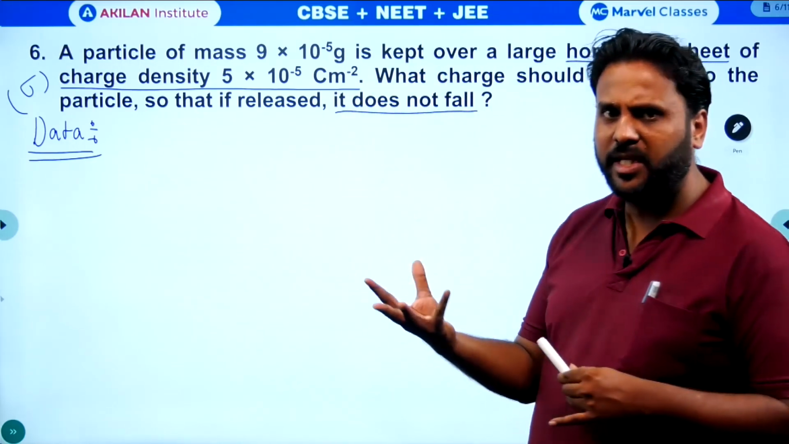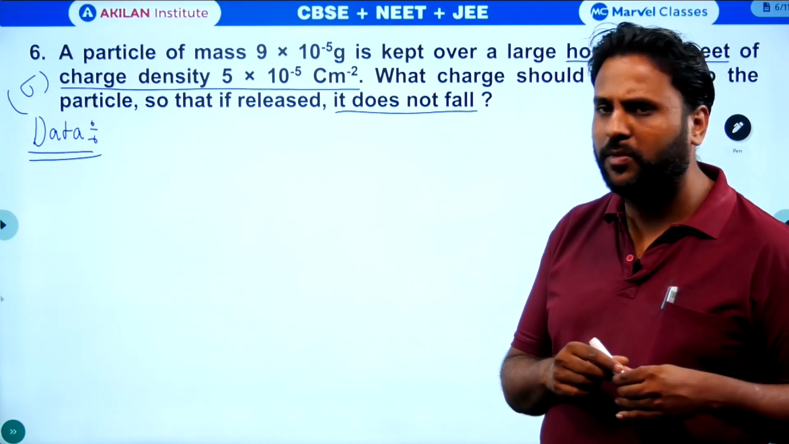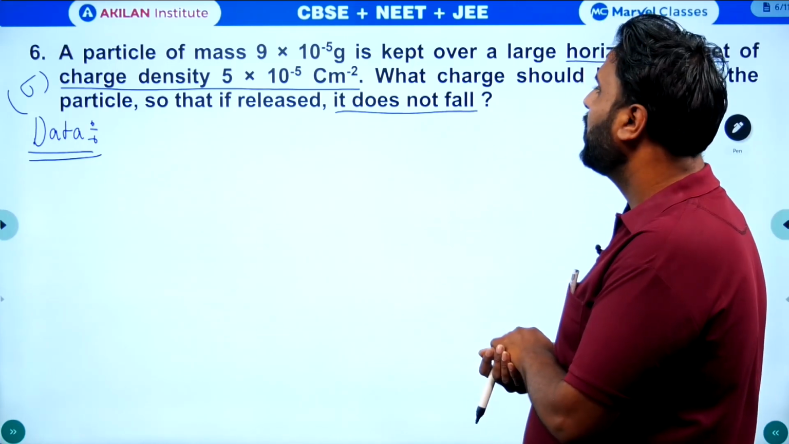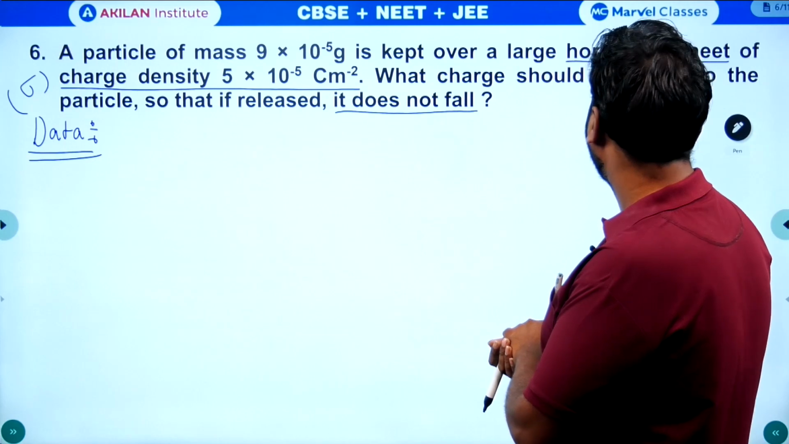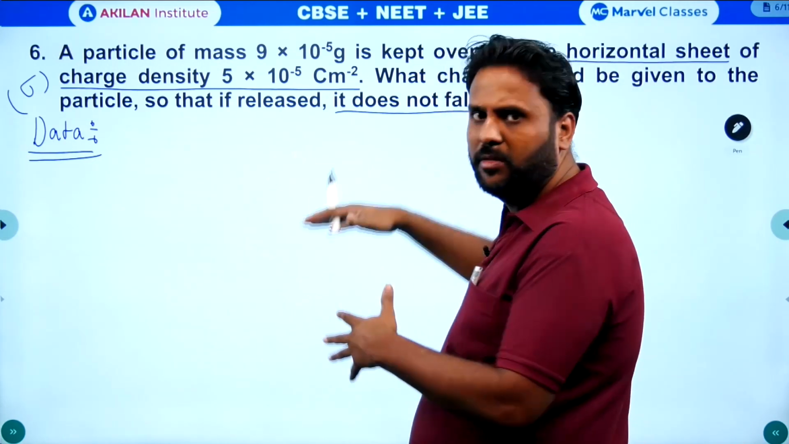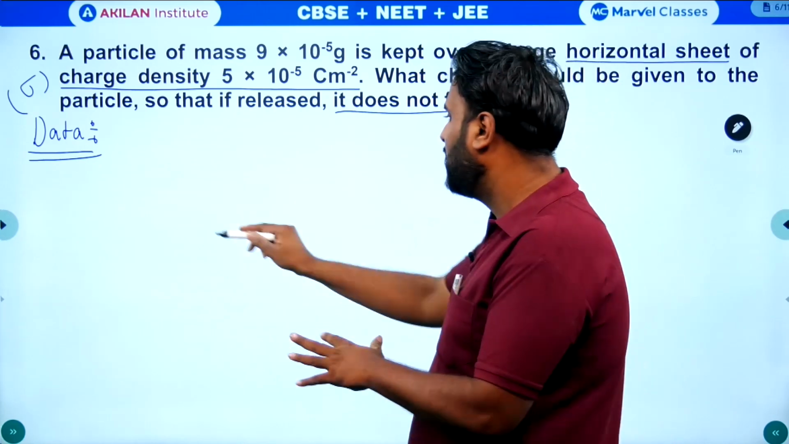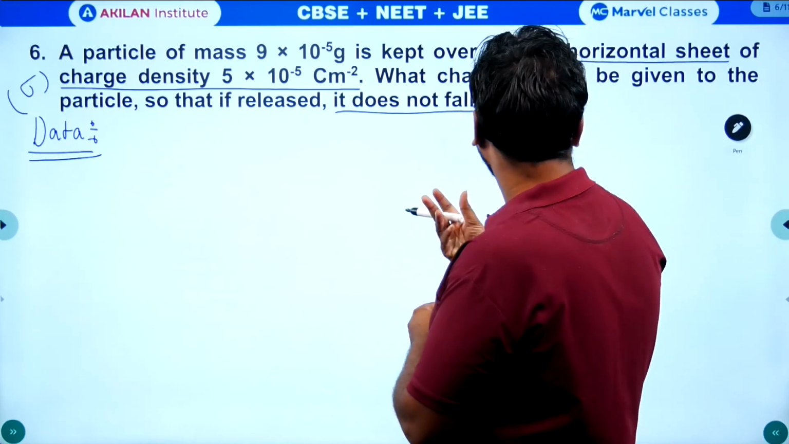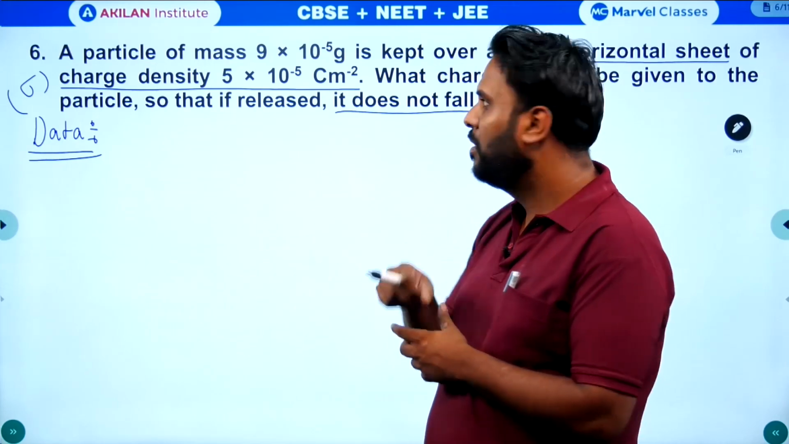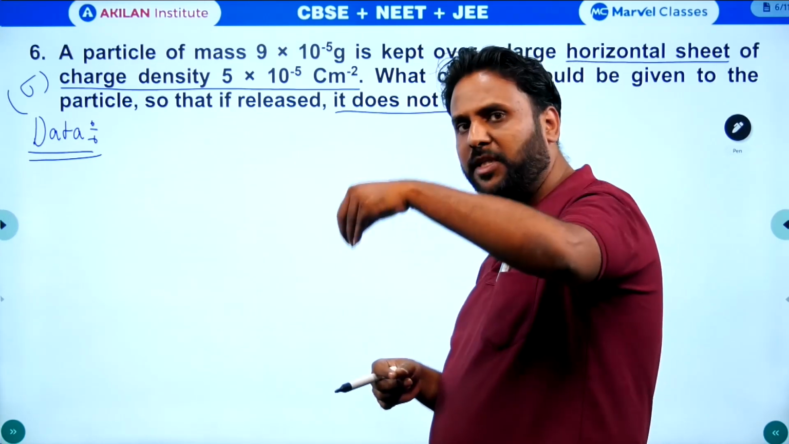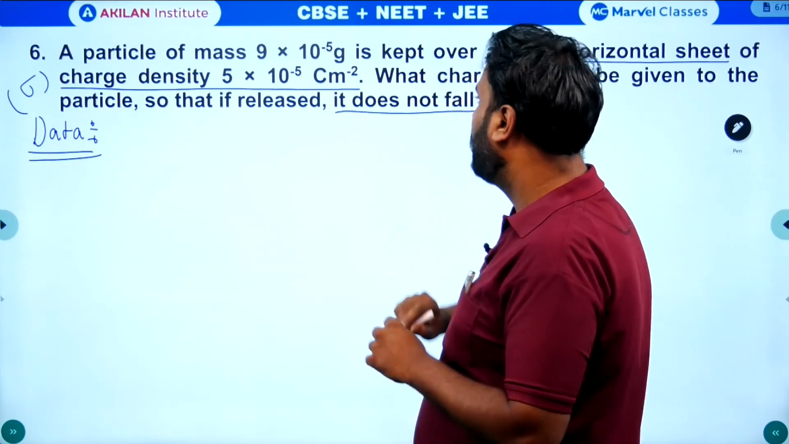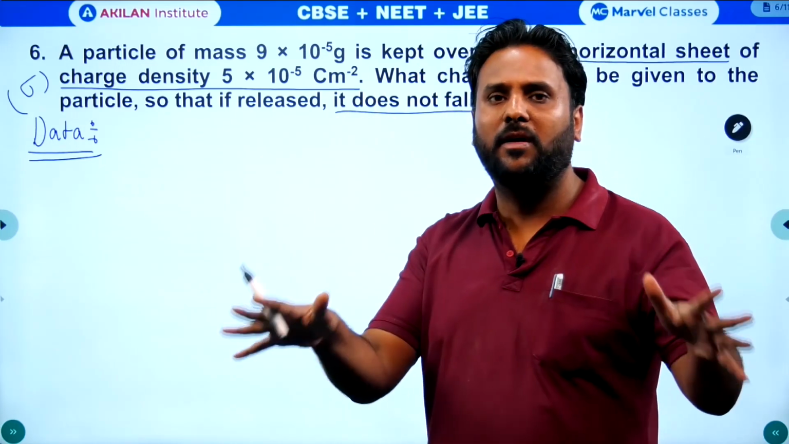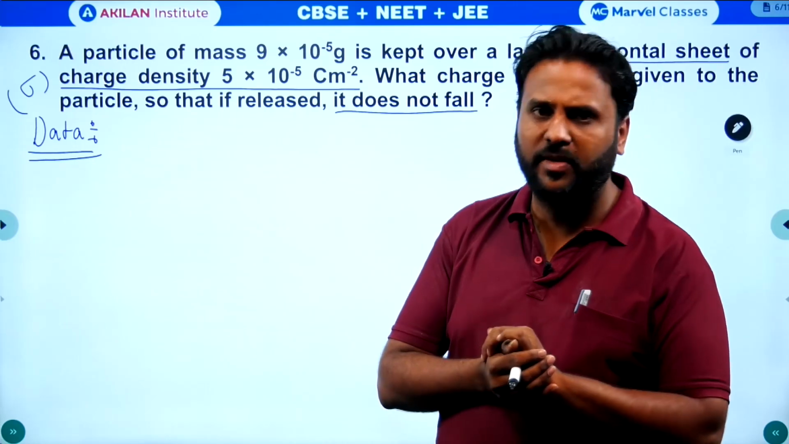So what does the problem say? Everyone will be curious about this question. A particle has mass 9 into 10 to the power minus 5 gram. It is placed over a horizontal charged plane sheet, of charge density sigma, with this value. What charge should be given to the particle, that is Q, so that if released it does not fall? That means how much charge should we give so the particle will not fall to the ground. That is the concept they have given very clearly.